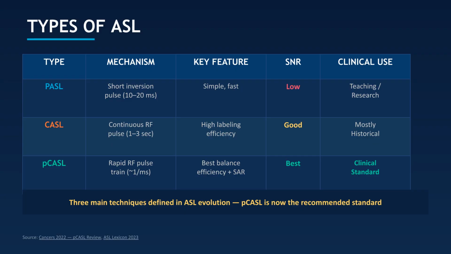ASL has 3 main techniques: PASL, CASL, and pCASL. PASL is simple but has low SNR. CASL has good SNR but is mostly historical. pCASL offers the best balance of efficiency and low SAR, making it the current clinical standard.